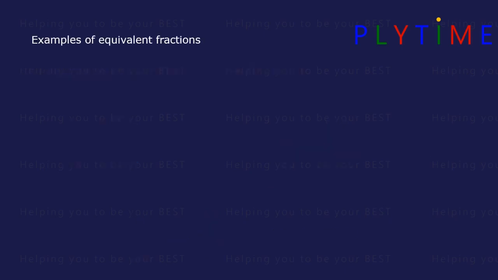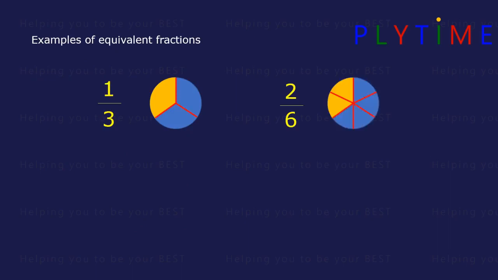Let's look at some examples of equivalent fractions. 1/3, 1 part out of 3. 2/6, 2 parts out of 6. The shaded areas are the same. They are equivalent.